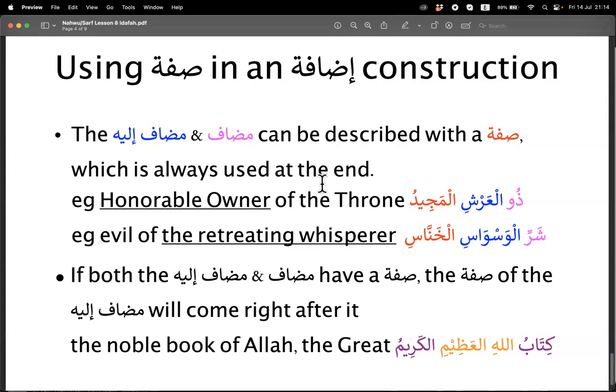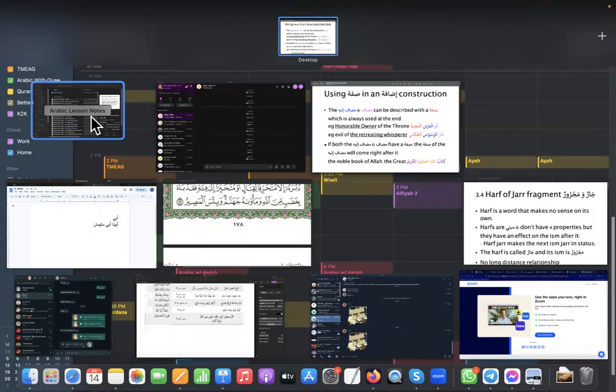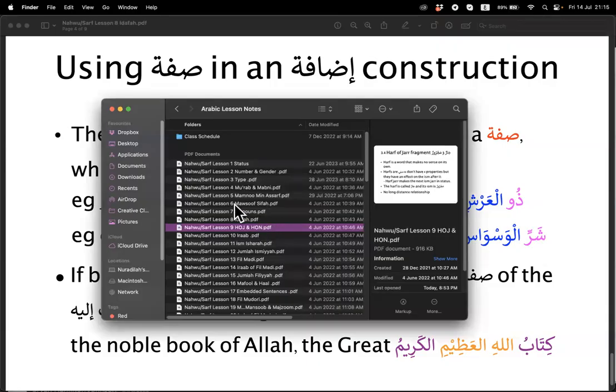Can the mausuf and the sifah be far away from each other? Can there be something in between or not? Cannot. Sifah can be far away. We saw that the other day, "ma lakum min rabbikum azim". Remember that?